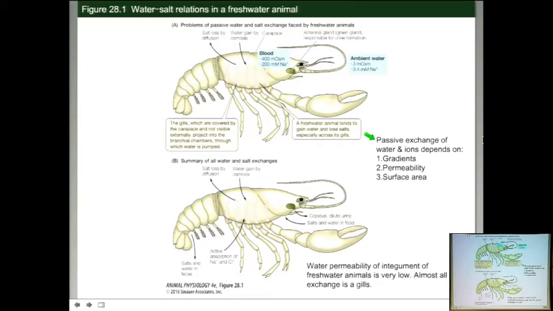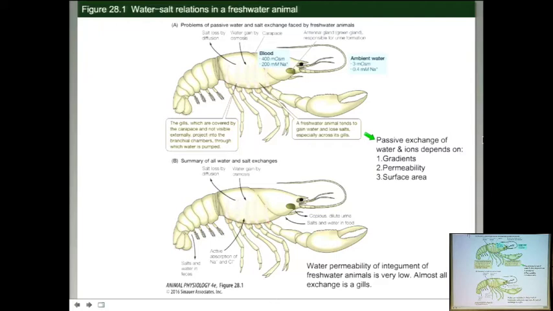We can now generalize the idea that water permeability of the integument of freshwater animals is all very low. That's an adaptation that their skin or covering, the outer covering, which is the integument, has very, very low permeability to water. And so therefore almost all the exchange is from the gills.